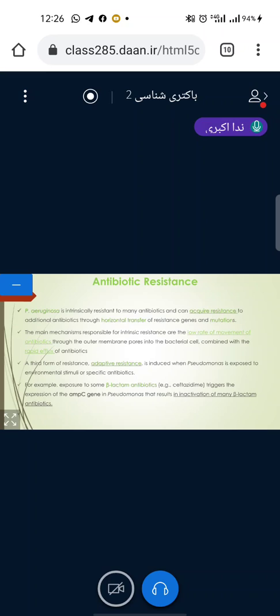And the other important virulence factor helps bacteria to survive and makes a challenge for scientists. Many scientists, many therapists have challenges to control this bacteria. Why? Because this bacteria is intrinsically resistant. Intrinsically, what does it mean?